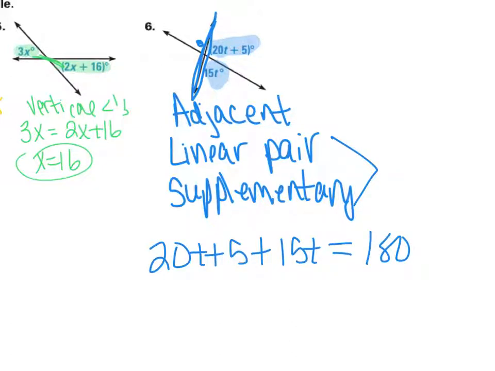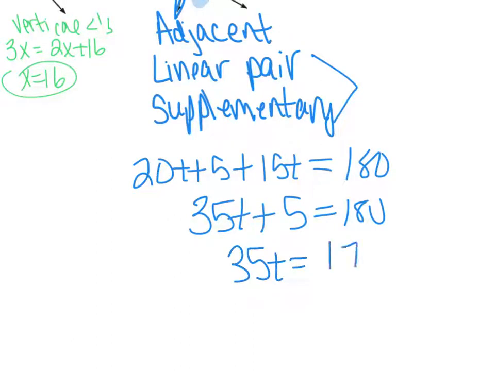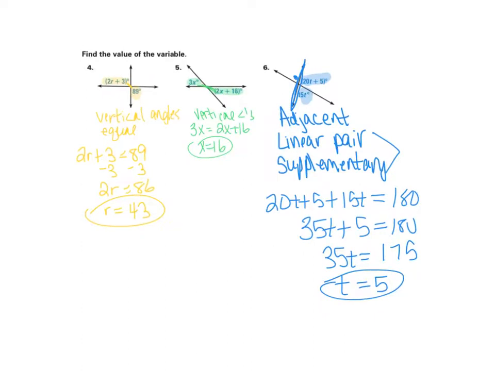And then again, just like we do, we would just combine our like terms to solve. So we have 35t plus 5 equals 180. And then we're going to subtract 5 from both sides. So we'd have 35t equals 175. If we divide by 35, we get t equals 5. So we have to look at our diagrams and understand what the picture is showing in order to know how to set up our equations.